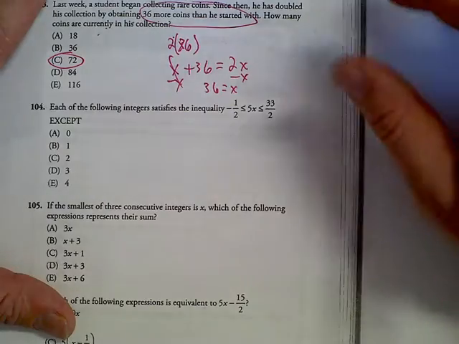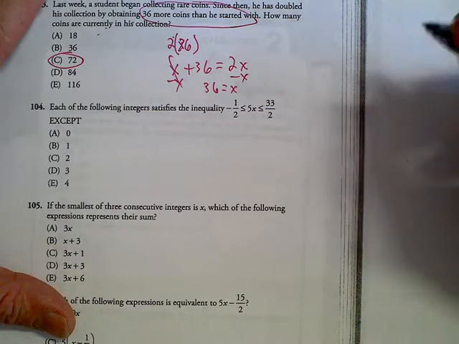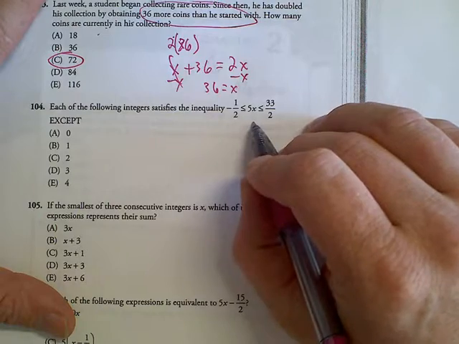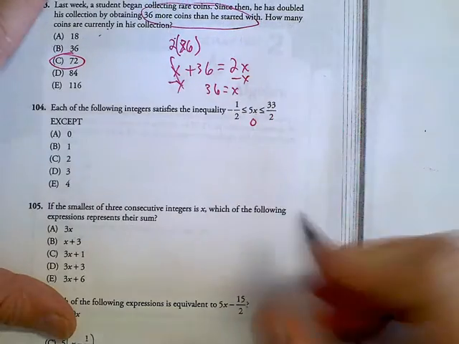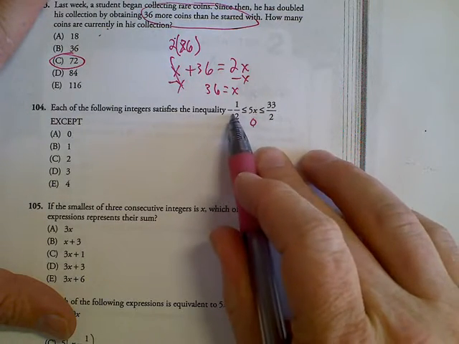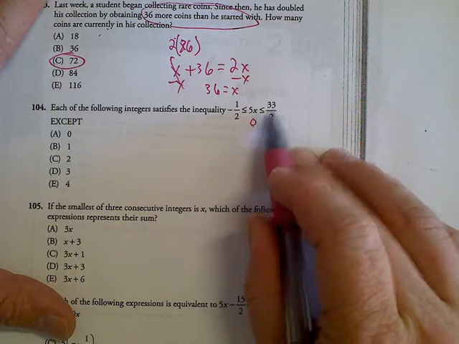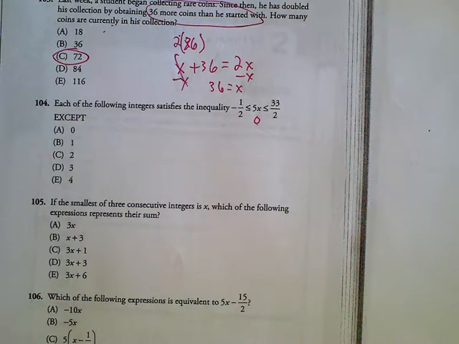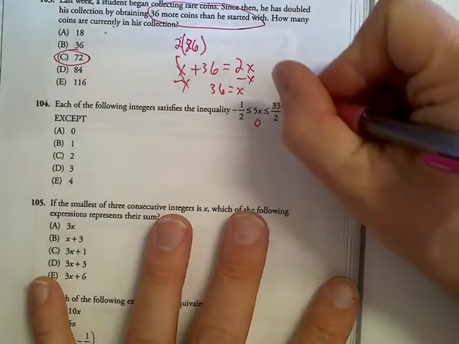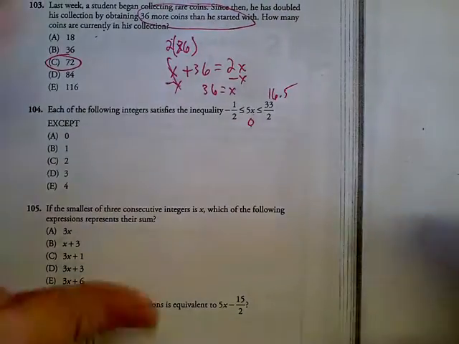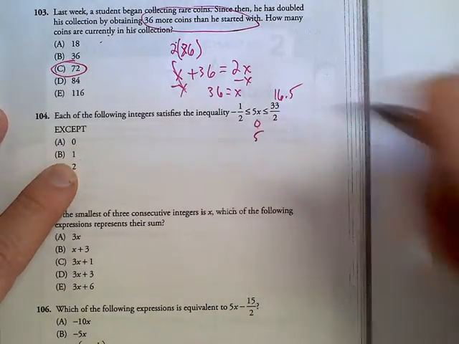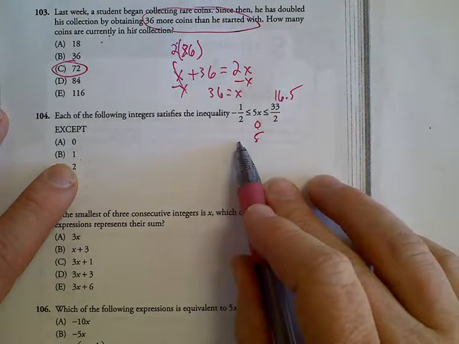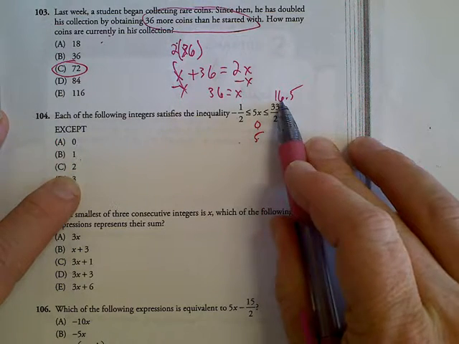Each of the following integers satisfies the inequality, except. So let's see. If I plug in 0, this would give me 0. 0 is greater than or equal to negative 1/2. That's true. And 0 is less than 33 over 2. 33 divided by 2 would give me 16.5. So this is okay. If I plug in 1, 5 times 1 is 5. 5 is greater than negative 0.5, and 5 is less than 16.5.